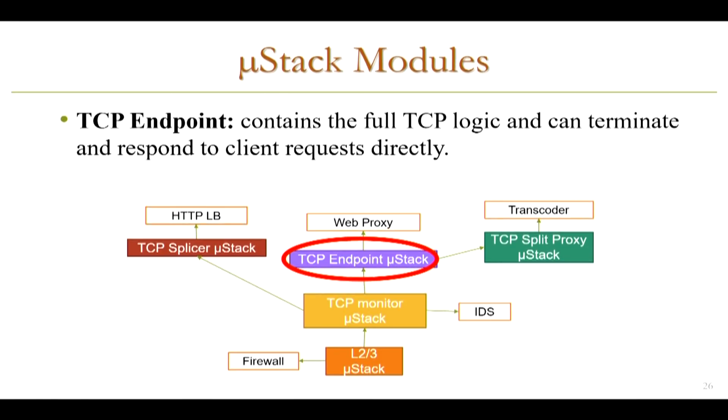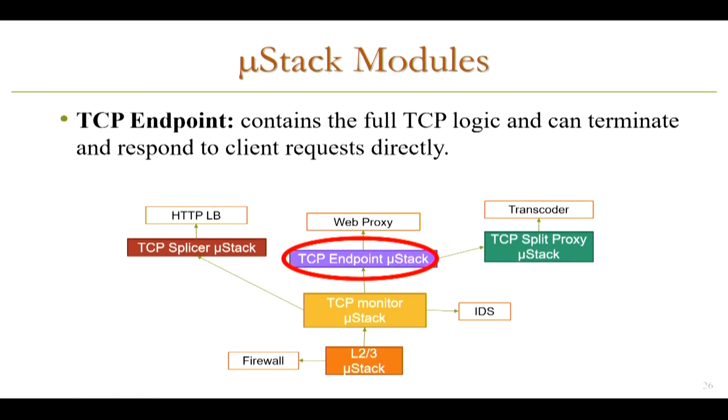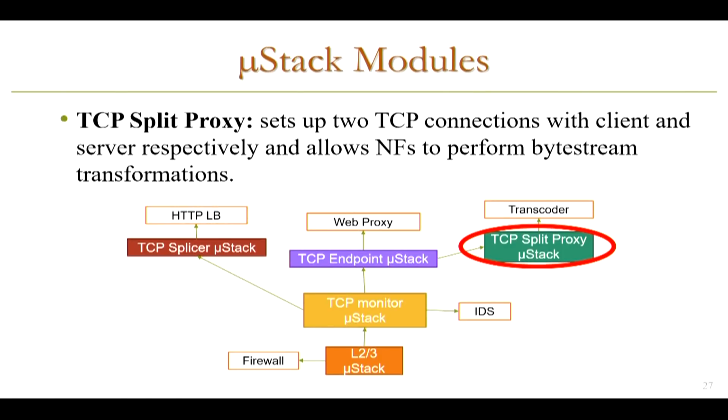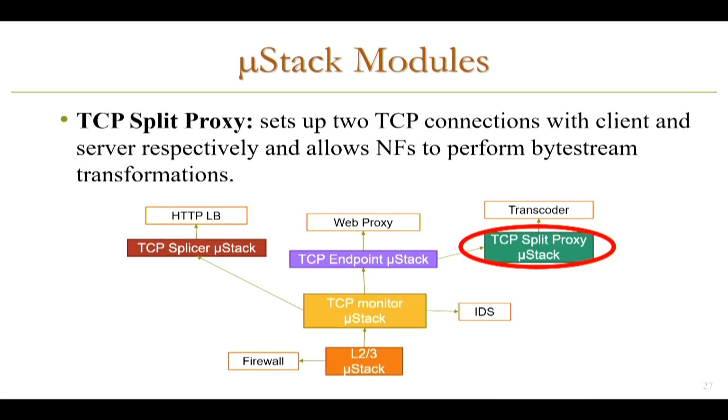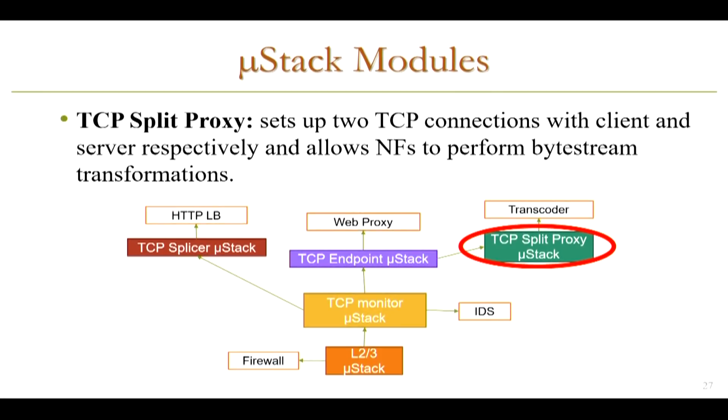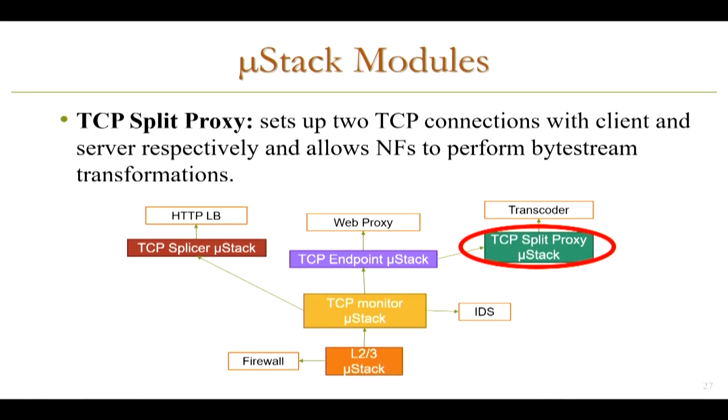And to support endpoint applications, we have TCP endpoint MacroStack, which contains the full TCP logic and can terminate and respond to client requests directly. Finally, we have TCP split proxy MacroStack, which sets up 2 TCP connections with client and server respectively, and allows NF to perform byte stream transformations. This shows how our MacroStacks build on top of each other. The split proxy MacroStack is built using 2 endpoint MacroStacks with an interface to an NF, such as a video transcoder, in between that is able to transform the byte stream.